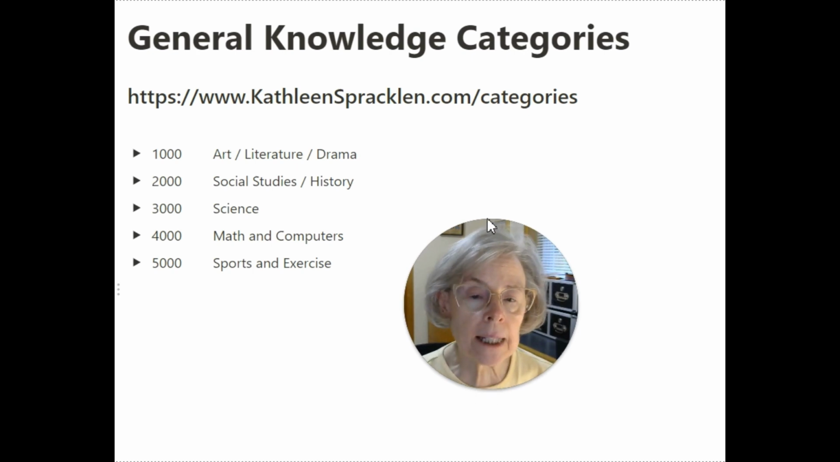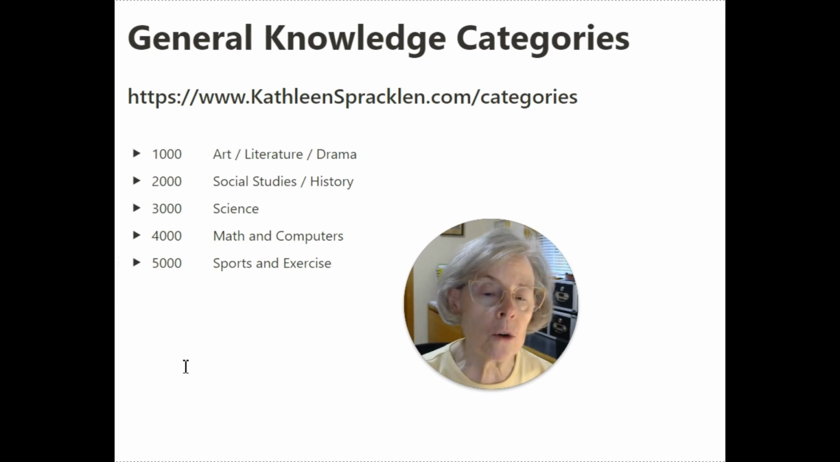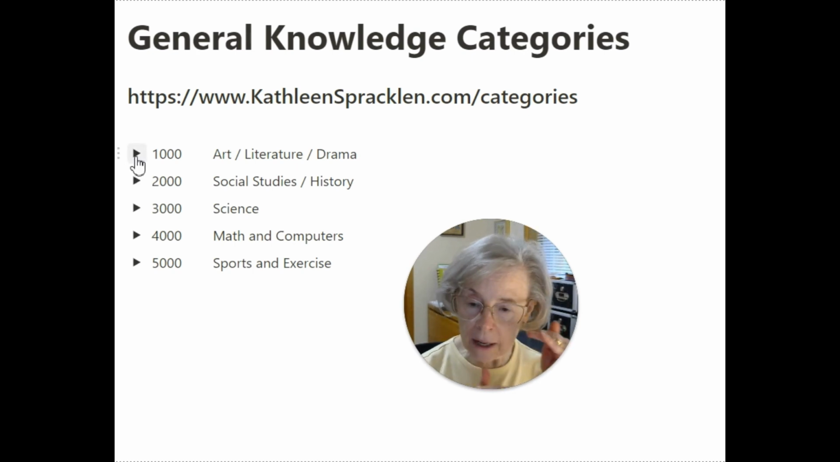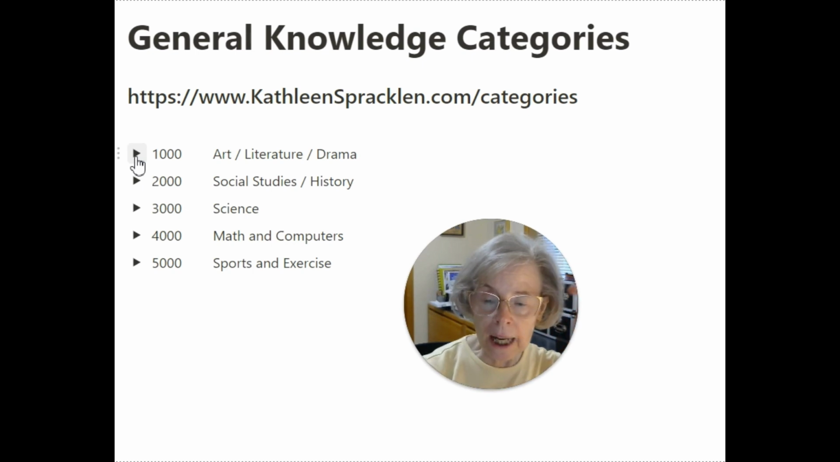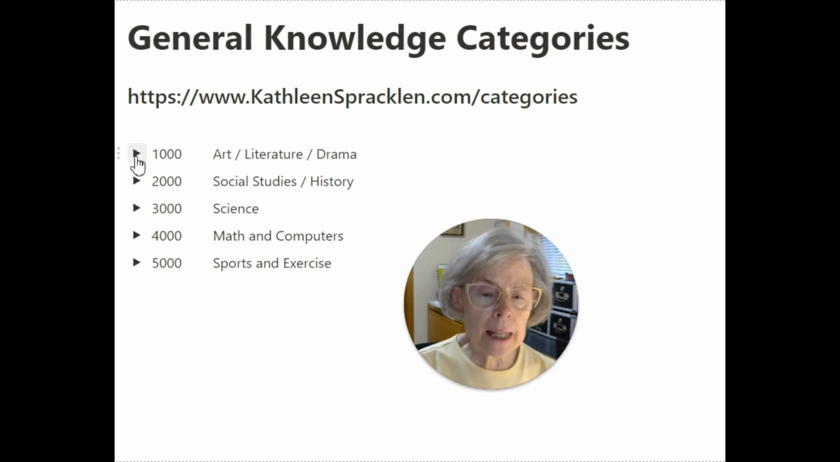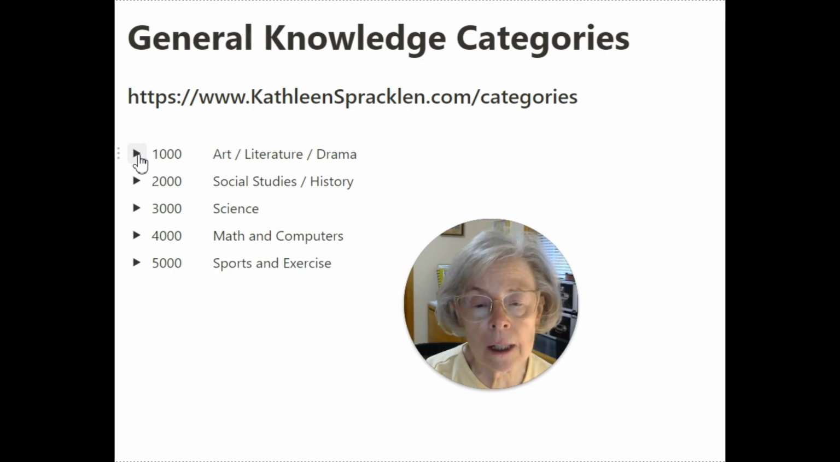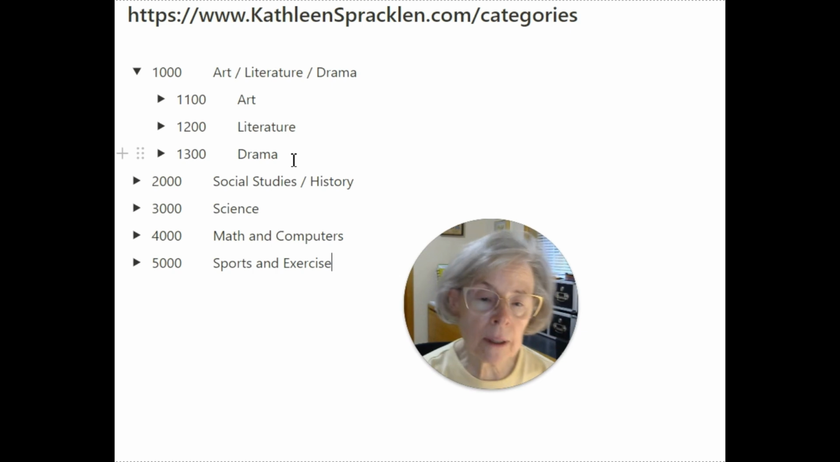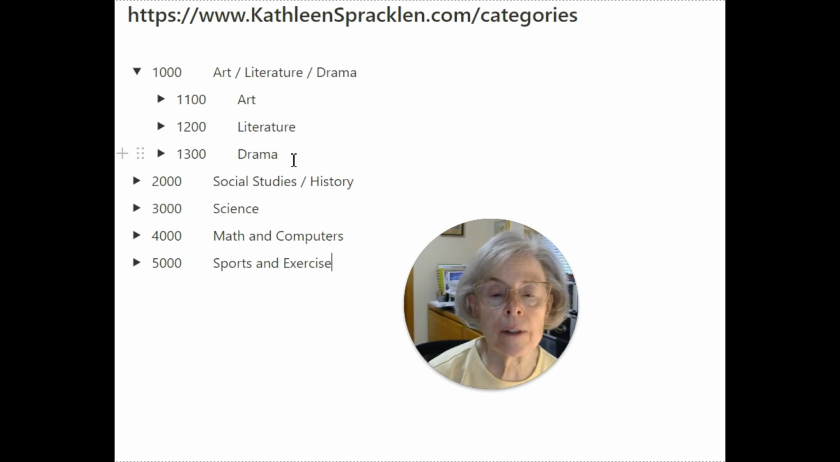So at the broadest levels, I'm in Notion here, and I like Notion for this kind of thing because it has these little toggles so you can look at things at a very summary level and then look at how it breaks out, because that's exactly what you're doing with these general knowledge categories. So for instance, I've got my 1000 set up to art, literature, and drama. I group them together. And so when I break them apart, I use the next digit over: 1100 for art, 1200 for literature, 1300 for drama.